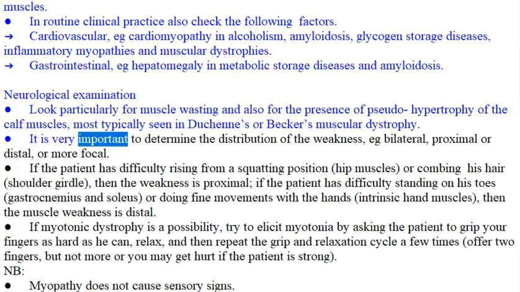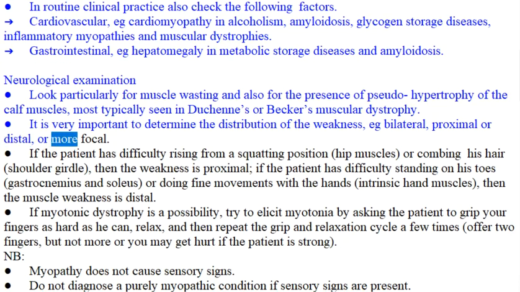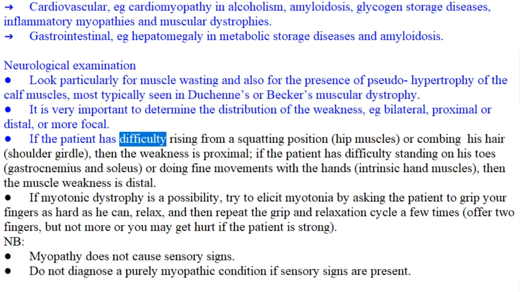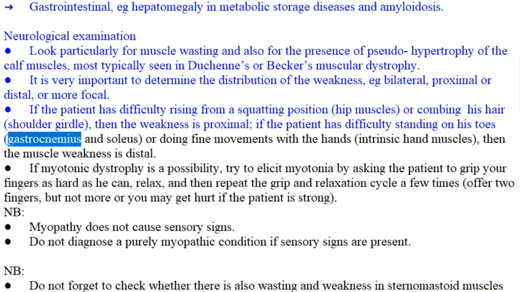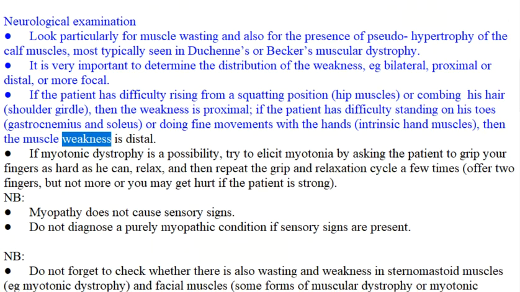It is very important to determine the distribution of the weakness, e.g. bilateral, proximal or distal, or more focal. If the patient has difficulty rising from a squatting position, hip muscles, or combing his hair, shoulder girdle, then the weakness is proximal. If the patient has difficulty standing on his toes, gastrocnemius and soleus, or doing fine movements with the hands, intrinsic hand muscles, then the muscle weakness is distal.